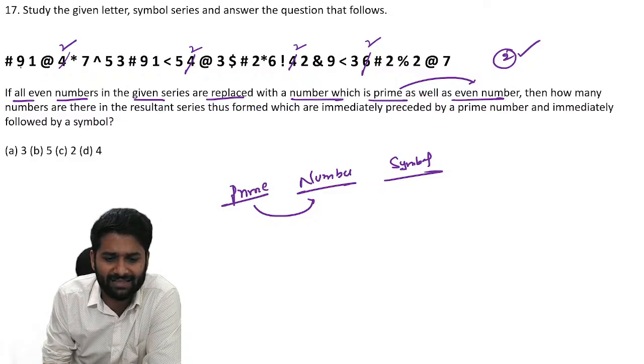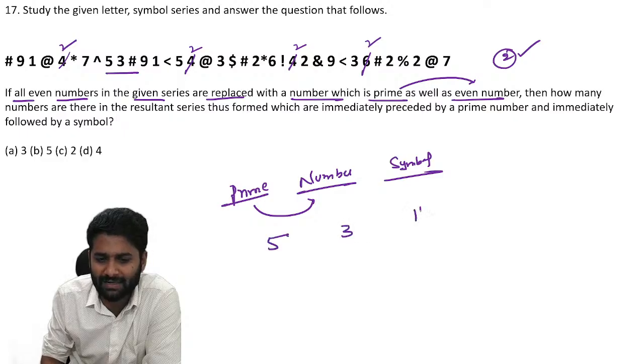See, 9 is not a prime number, so that's why it's not satisfied. Let us consider 2 is the prime, after that we can't find the number. So next, we need a prime number and a symbol. See, first one is 5 3 hash. Prime number, number and symbol.